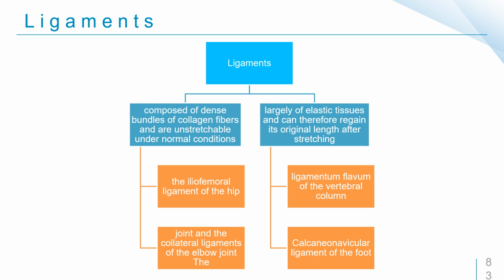These are also largely of elastic tissue and can therefore regain their original length after stretching. Examples would be the ligamentum flavum of the vertebral column and the calcaneonavicular ligament of the foot.